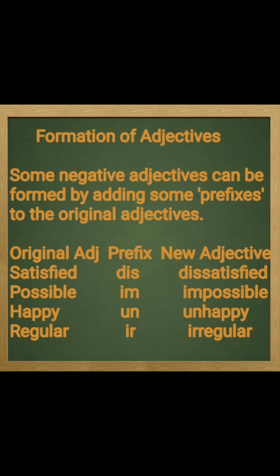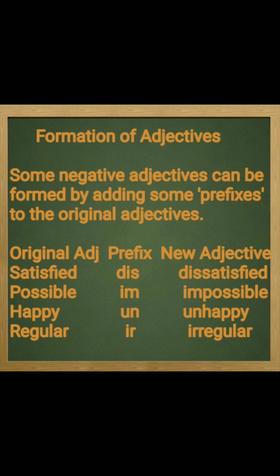Some negative adjectives can be formed by adding prefixes to the original adjectives. Prefixes are the words that we add at the beginning of the word. Suffixes are added at the end of the word, while prefixes are added at the beginning of the word. Like satisfied, it's an original adjective. When we add the prefix dis, it becomes dissatisfied. That is a new adjective.